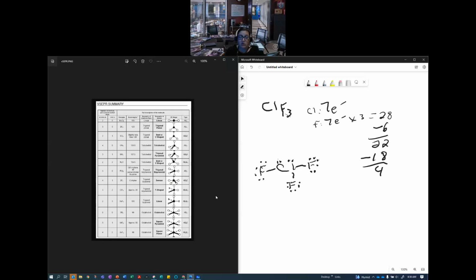What we need to do when we look at this particular table is figure out how many bonding pairs and how many non-bonding pairs we have. So these are our bonding electrons, right? These are our lone pairs, okay? So if I have, oh, bear with me, I apologize.